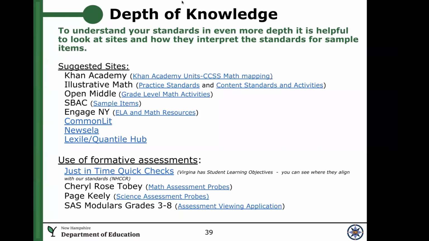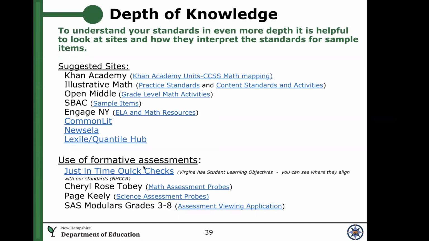But these are ones that we have kind of looked at and vetted to be able to say, hey, take a peek at these. You can find some general questions and sample items. And some are better for specific grade levels, but a lot of the suggested sites are up here. Every single one of these has a link.